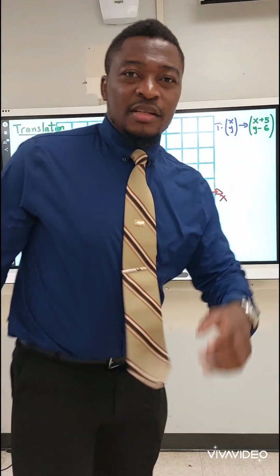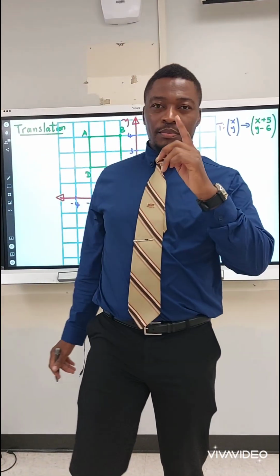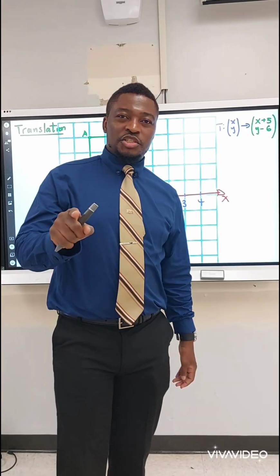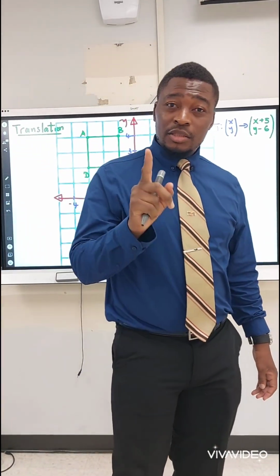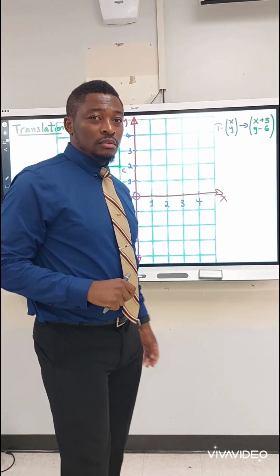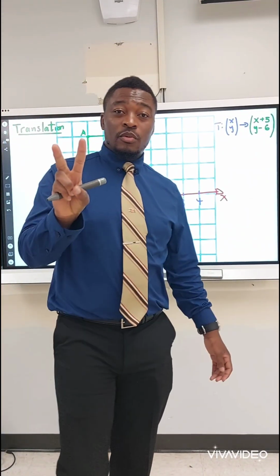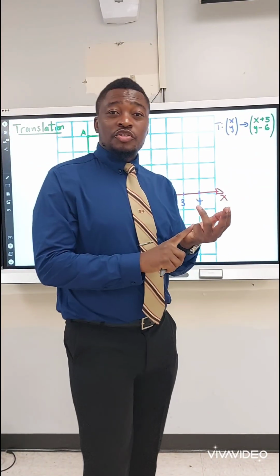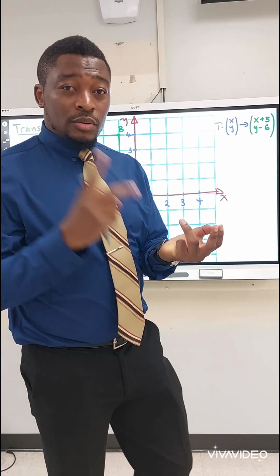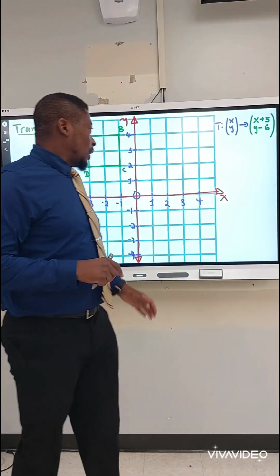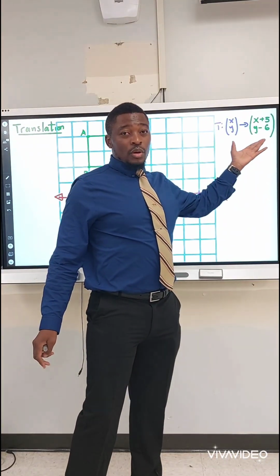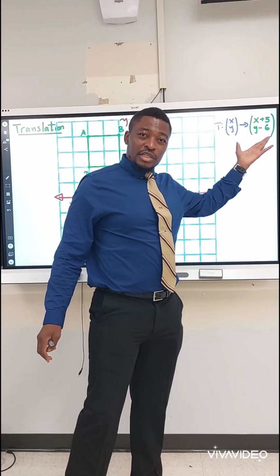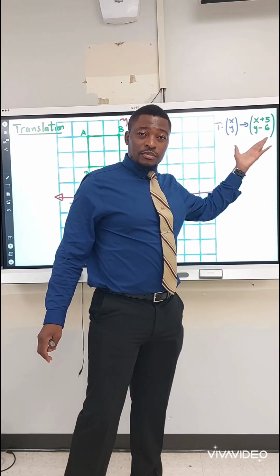Hi, in this discussion we are going to perform a geometric translation using both the translation rule and the coordinate grid. So there are two ways of performing the translation: one, the translation rule, and two, the coordinate plane. This is a coordinate plane and this is a translation rule. We're going to interpret the translation rule and use it to perform the translation.